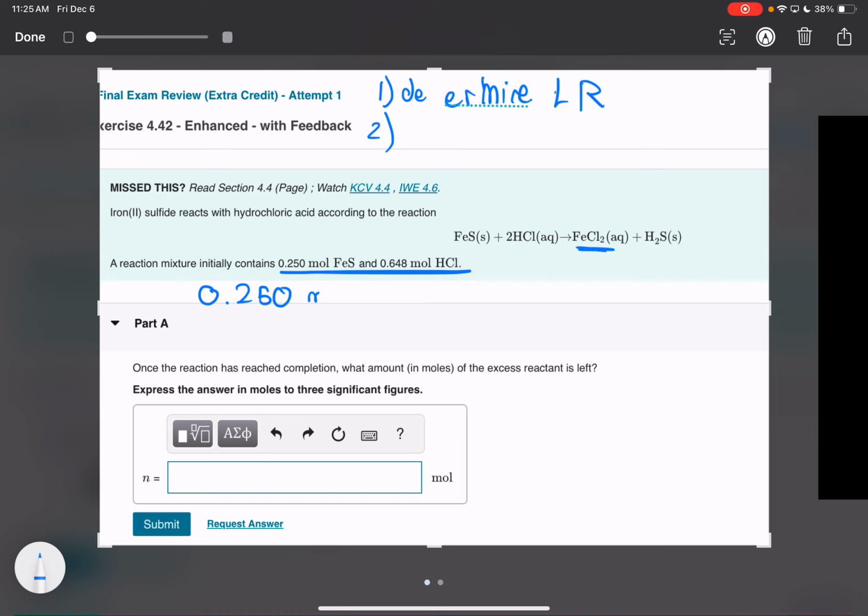0.250 moles of iron sulfate. And I'm going to do a mole to mole conversion. This actually just happens to be 1-to-1. So if this was the limiting reactant, I would make 0.25 moles of this product.